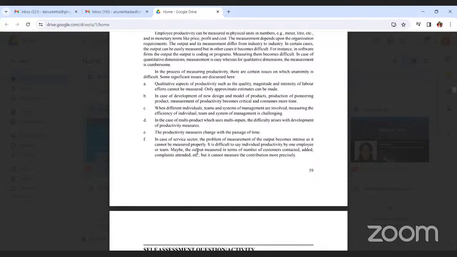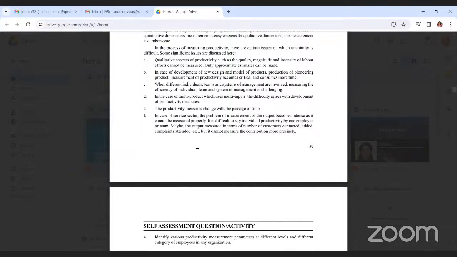And in case of development of a new design or model of products, or production of a pioneering product, measurement of productivity becomes very difficult. It is hard to understand what is requiring more time. When different individuals, teams, or systems are involved, measurement again becomes difficult because everything looks very challenging. Also, the productivity measures change with the passage of time, and with multi-products which use multi-inputs, difficulty arises in the development of productivity measures.